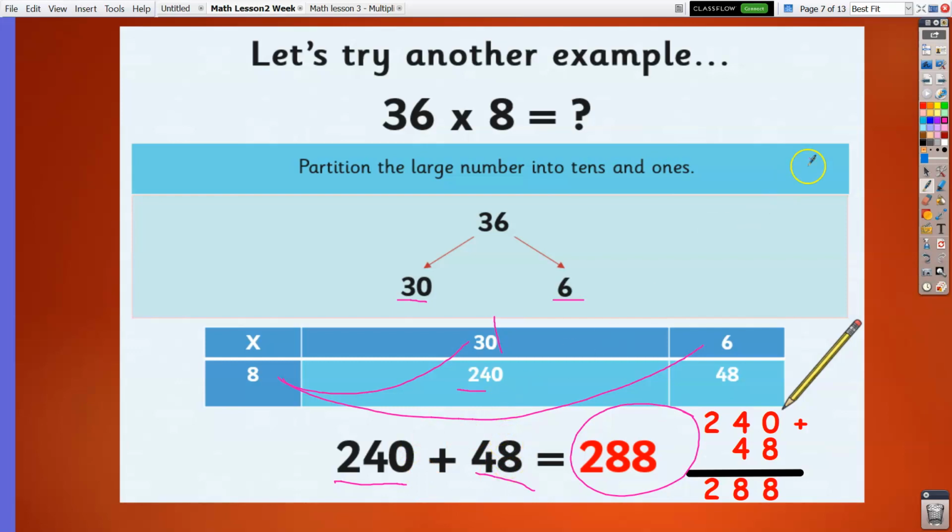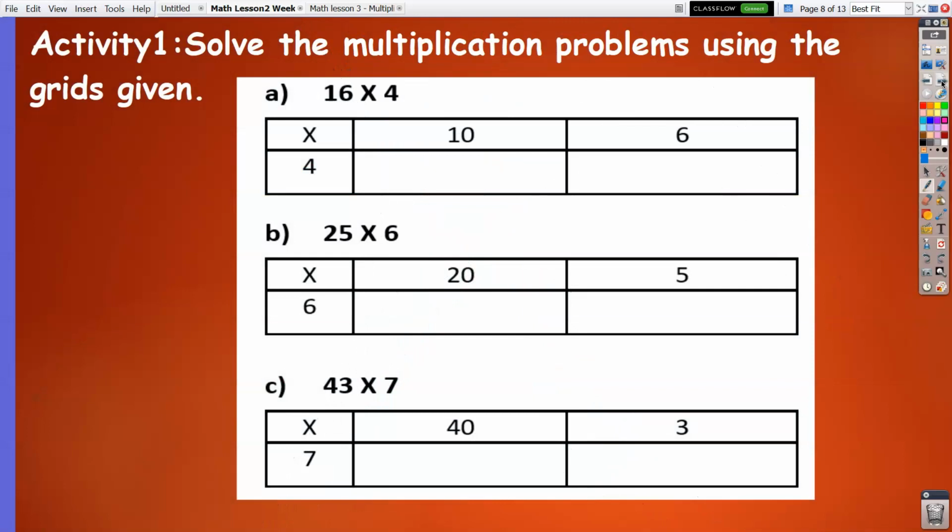Very simple, right? Now, try to solve the multiplication problems using the grids method. We have A, B, and C. I have already provided a grid for you. Pause the video and do the activity.